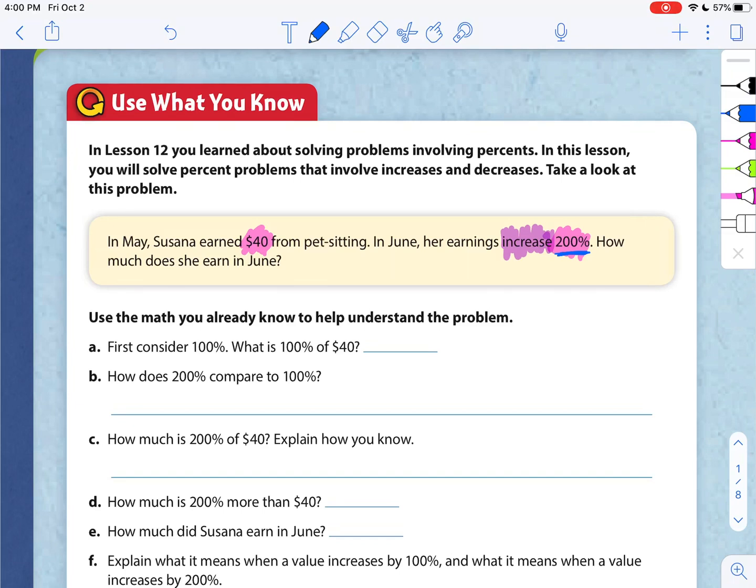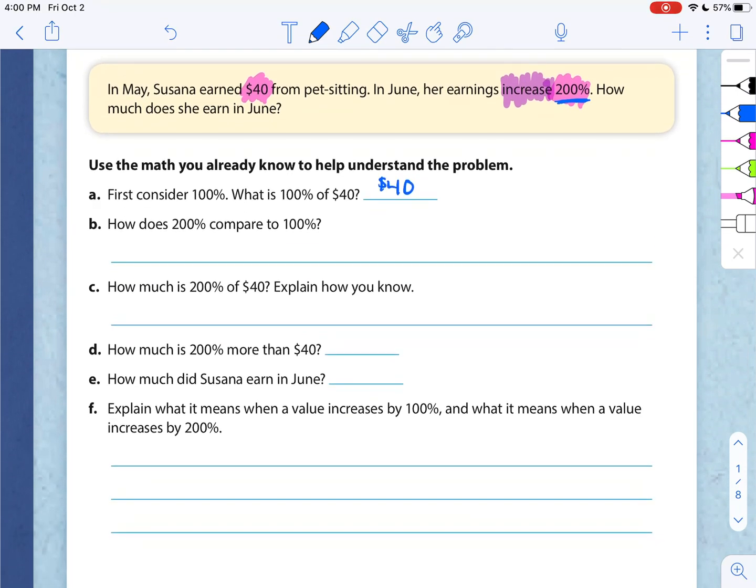First, consider 100%. What is 100% of $40? Remember, 100% is the whole thing. So 100% of $40 is $40. Next, how does 200% compare to 100%? 200% is twice as much, or 100% more. And remember, when we think of twice, we know that means times 2.